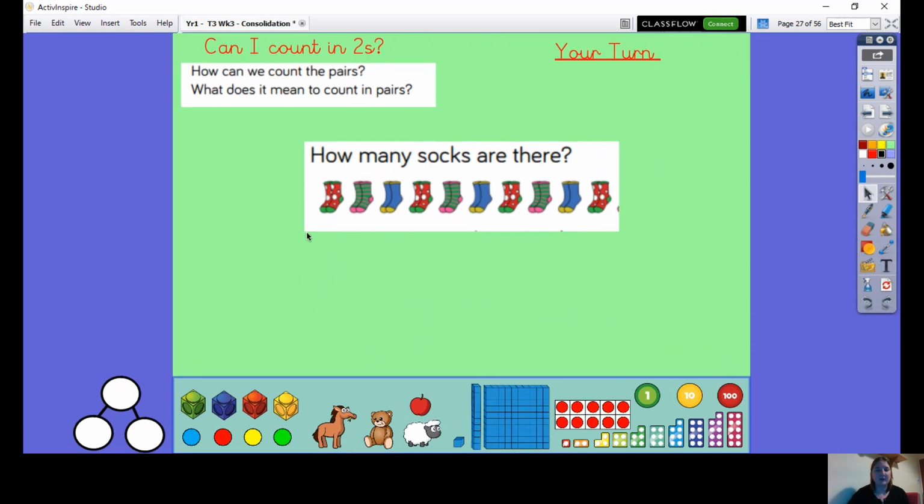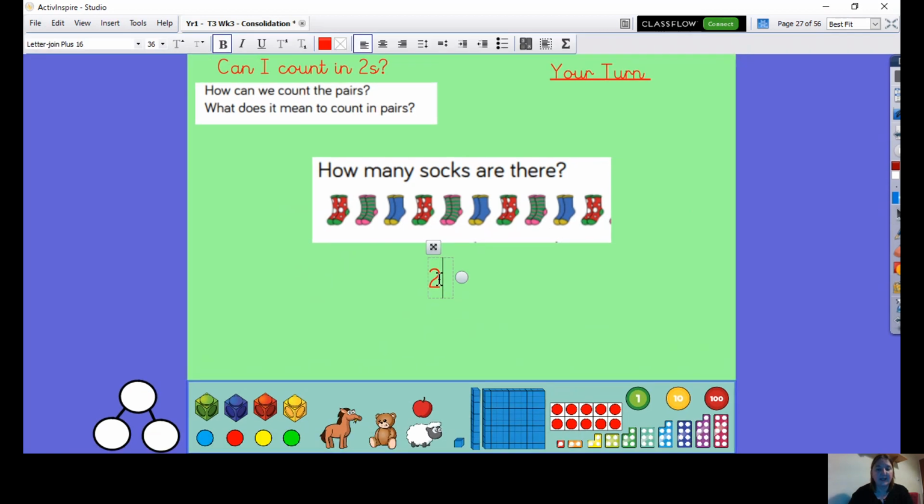Okay, so let's have a little look and see if we can do that. So we've got 2, and you can say it along with me. 2, 4, 6, 8, 10, 12, 14, 16, 18, 20. So there are 20 socks altogether.